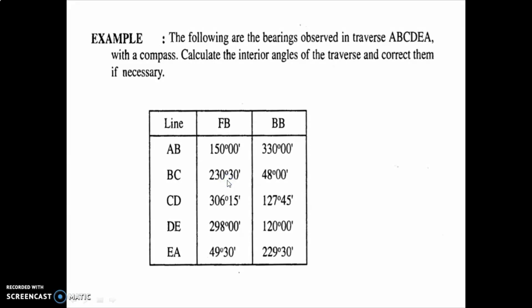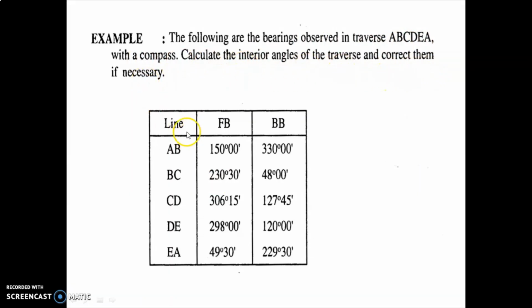How to draw the traverse and how to calculate the interangle. Same way we will see the second example, but here I will show you in a very brief way so you can solve easily. The following are the bearings observed in the traverse A, B, C, D, E, A with a compass. Calculate the interangles of the traverse and correct them if necessary.